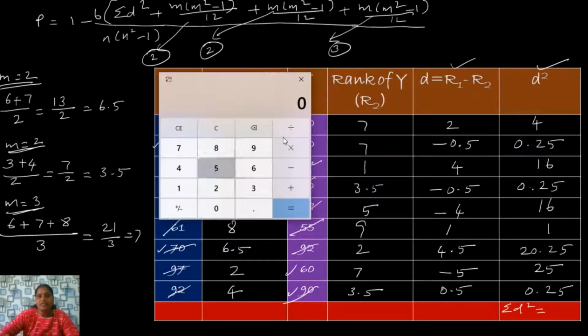Now adding all these values we get 4 plus 0.25 plus 16 plus 0.25 plus 16 plus 1 plus 20.25 plus 25 plus 0.25, you get the total as 83. So now we calculated the value of sigma d square as 83, and substituting the values in the given formula, you get the value of rank correlation coefficient rho.